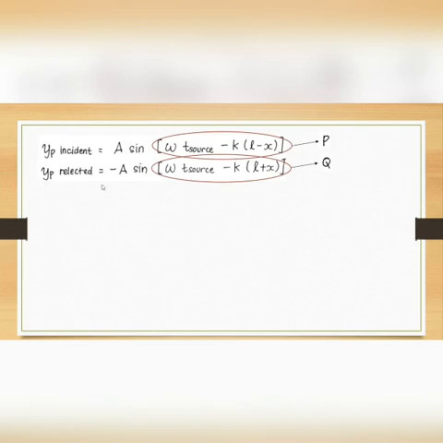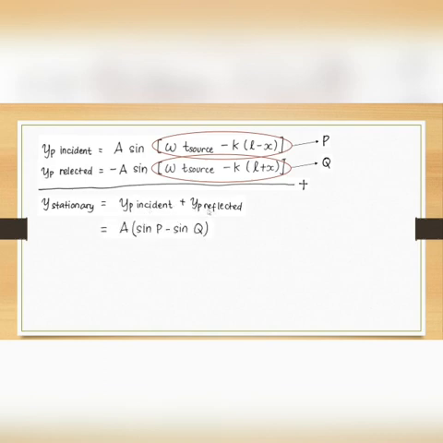And we want to add them up together because there is a superposition between both waves. So the displacement of the stationary wave will be the displacement of the incident wave plus the displacement of the reflected wave. It will be A times the sine of P plus negative A times the sine of Q. And we will use this equation from mathematics. I'm sure you have already seen the equation.